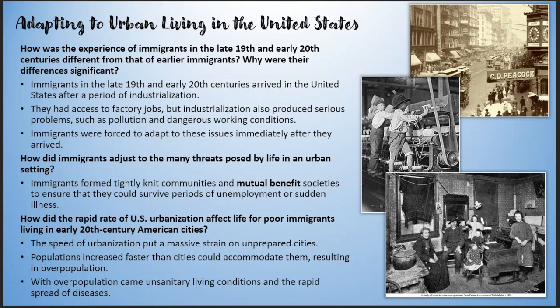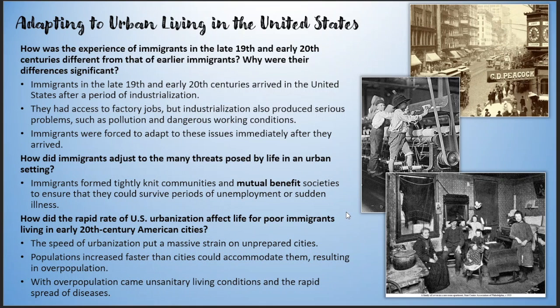And then adapting to urban life living in the United States. So how was the experience of immigrants in the late 19th and early 20th century different from that of earlier immigrants, and why were their differences significant? Well, immigrants in the late 19th and early 20th centuries arrived in the United States after a period of industrialization, so they had access to factory jobs, but industrialization also produced serious problems, such as pollution and dangerous working conditions. And immigrants were forced to adapt to these issues immediately after they arrived.